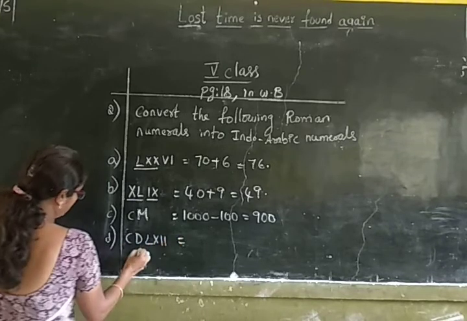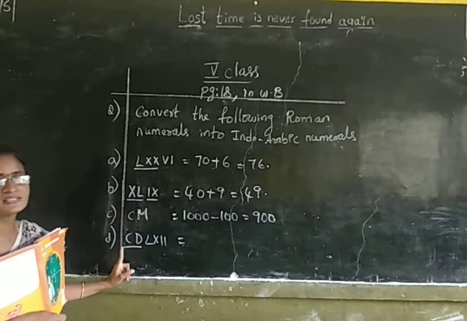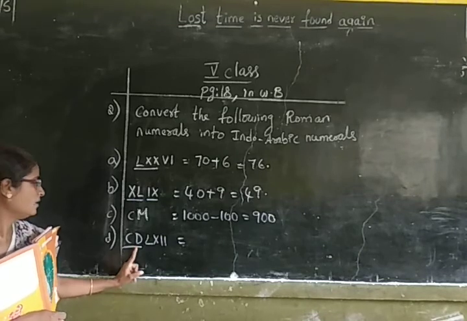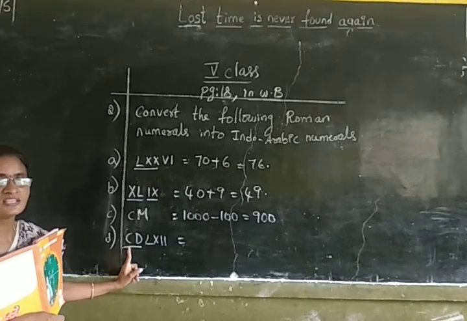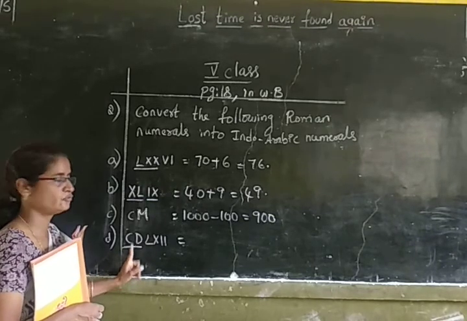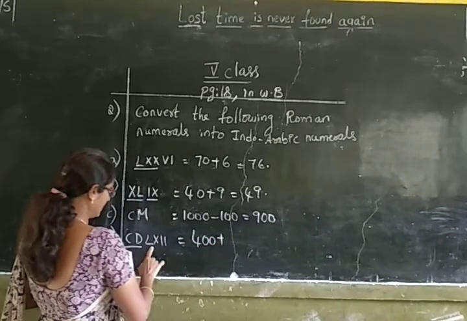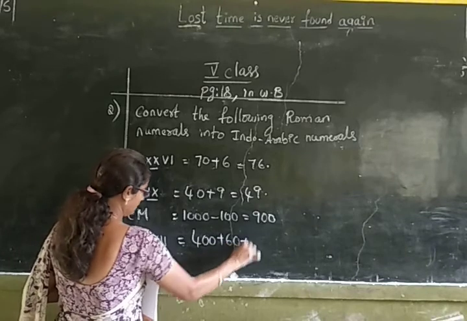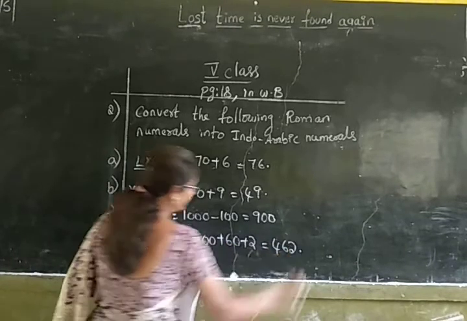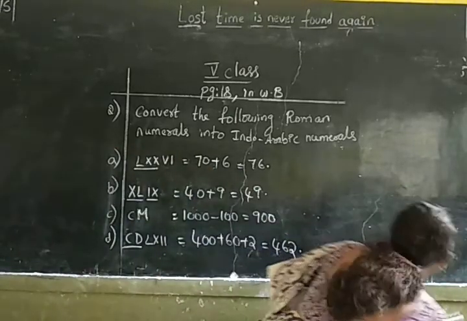CDLXII. Here CD means what? D means 500 and C is to the left side of 500, which means you have to do subtraction. 500 minus 100, C means 100, no? So 500 minus 100 is equal to how much? 400. CD means 400, plus LX means 60, plus II means 2. That is equal to 462. Now let us do E sum.